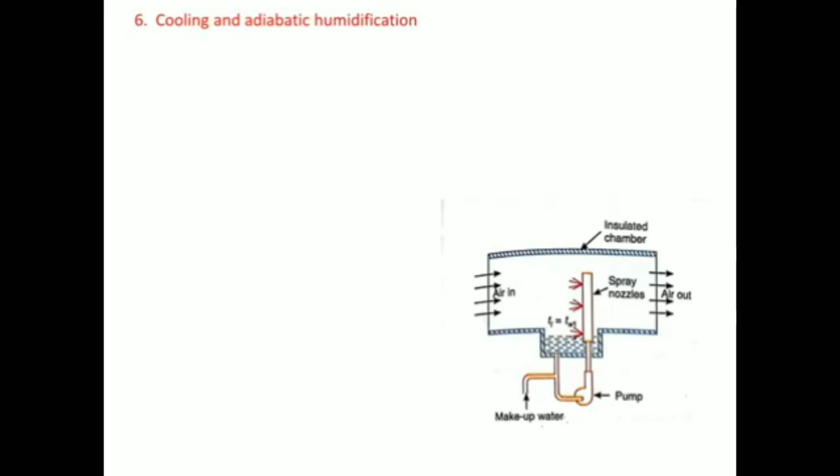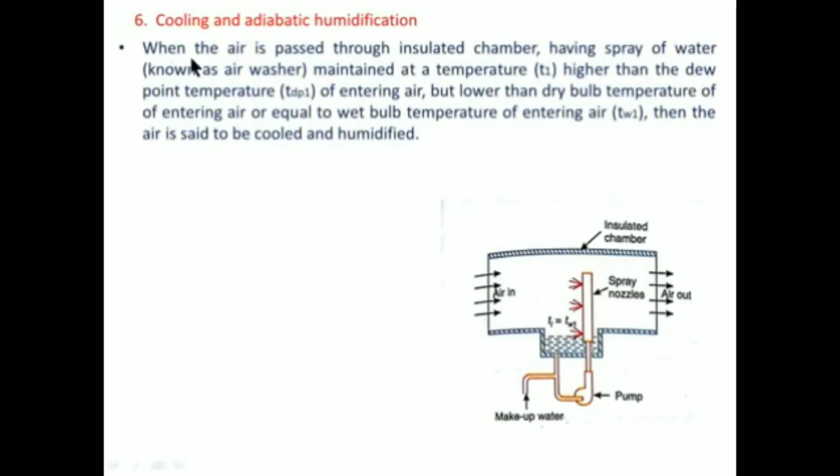Next process is of cooling and adiabatic humidification. So when the air is passed through an insulated chamber having a spray of water known as air washer, so these are the spray nozzles also known as air washer, maintained at a temperature T1 higher than the dew point temperature TDP1 of entering air, but lower than the dry bulb temperature of entering air, equal to the wet bulb temperature of entering air, then the air is said to be cooled and humidified. So T1 should be equal to TW1 in short.